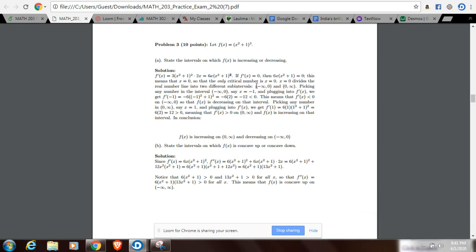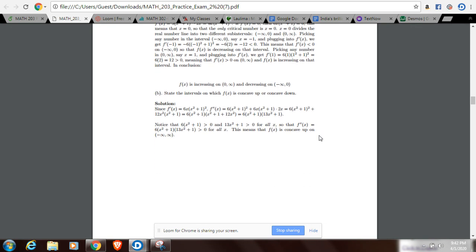x equals 0 divides into two intervals, negative infinity to 0 and 0 to infinity. It's two subintervals. If we plug in any number that's less than 0 to f prime, we get a negative number. If we plug in any number from 0 to infinity into f prime, we get a positive number. So we conclude f is increasing on 0 to infinity, and it's decreasing on negative infinity to 0.